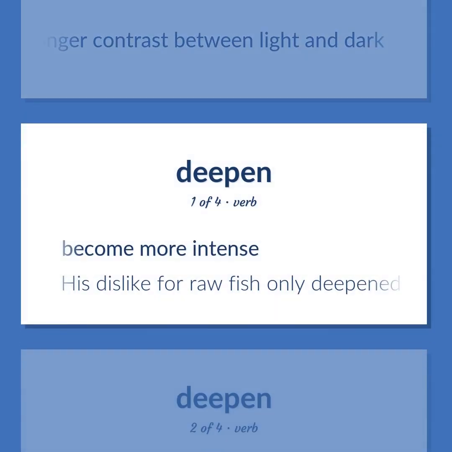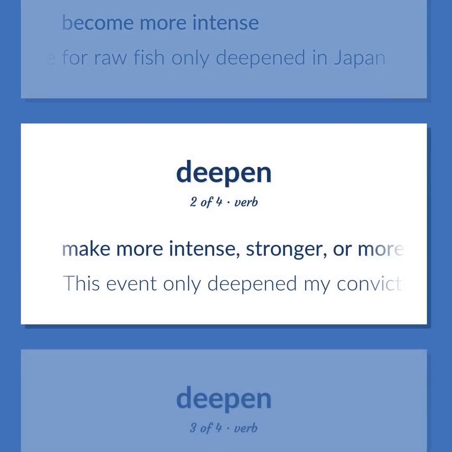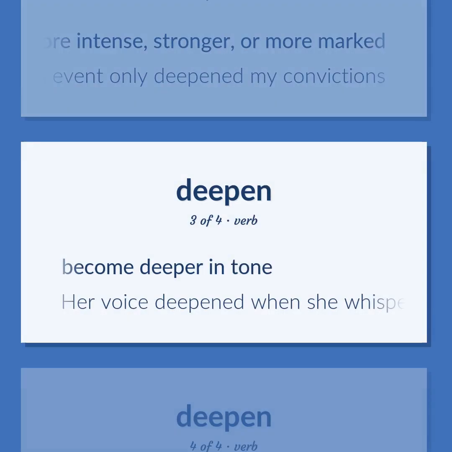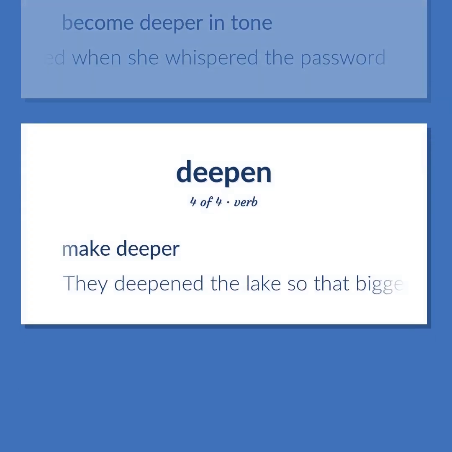Become more intense. His dislike for raw fish only deepened in Japan. Make more intense, stronger, or more marked. This event only deepened my convictions. Become deeper in tone. Her voice deepened when she whispered the password. Make deeper. They deepened the lake so that bigger pleasure boats could use it.